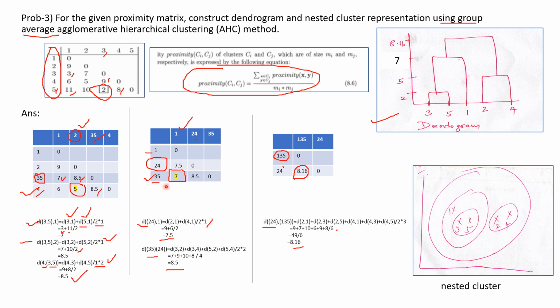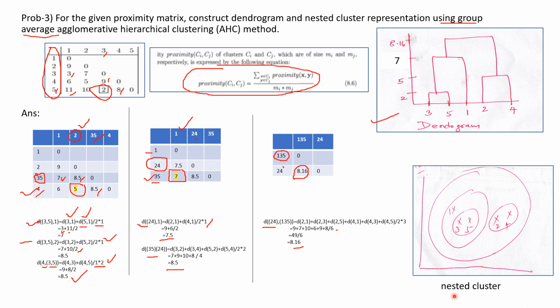Next, which was merged? 3, 5 was merged with 1, with a distance of 7. Next, 2, 4 was merged with 1, 3, 5. This represents 1, 3, 5 merged with 2, 4 with a distance of 8.16.